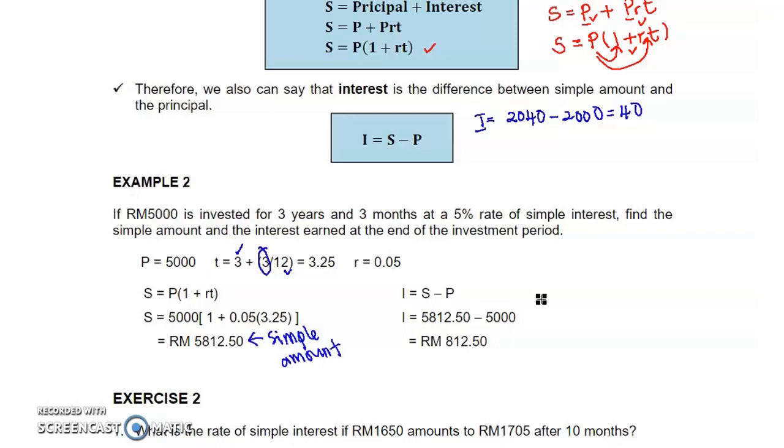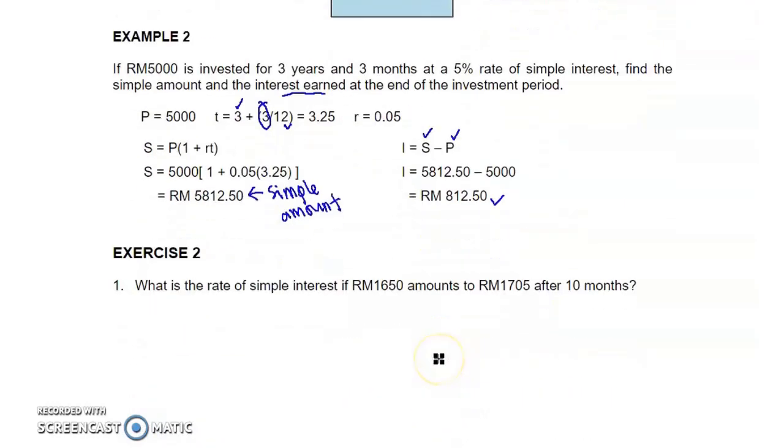Okay, and find the interest earned. We know that you get 5812.5 and you invested 5,000 ringgit. So the difference will be the amount of interest. I equal to S minus P. Okay, now let's look at more examples here.